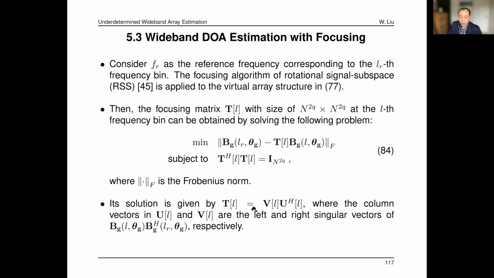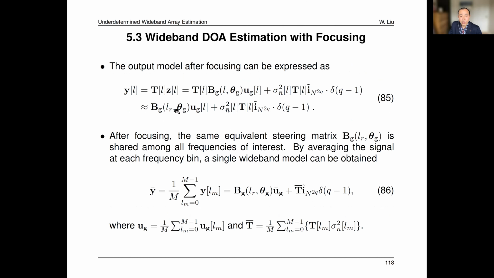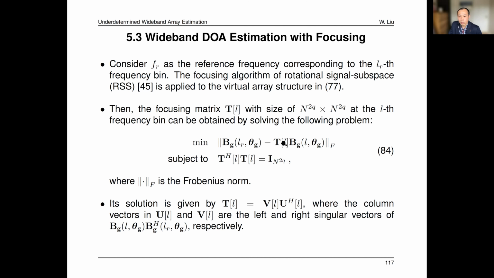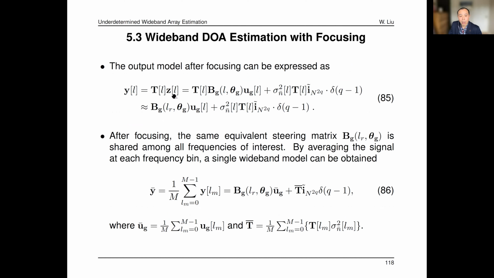And the solution is given by VL times UL Hermitian, where the column vectors in UL and VL are the left and right singular vectors of this matrix. Okay, so that's the solution to this problem. And then you can apply this focusing matrix for frequency L. So for each frequency bin L, you apply the corresponding focusing matrix times the data ZL, and you have a new set of signals YL equal to this focusing matrix times ZL, and ZL equals this, and this one times this, you get this one. And here is white noise.